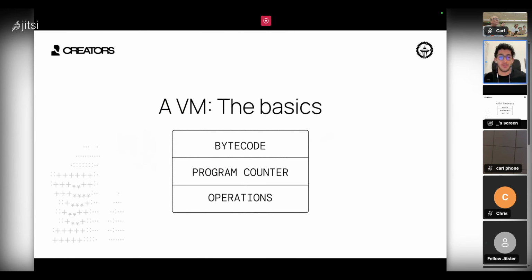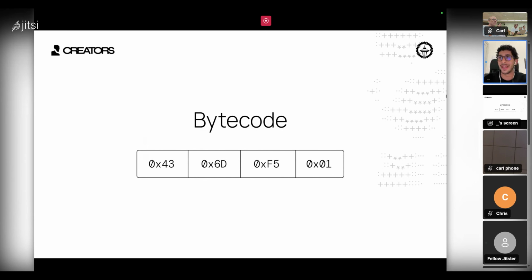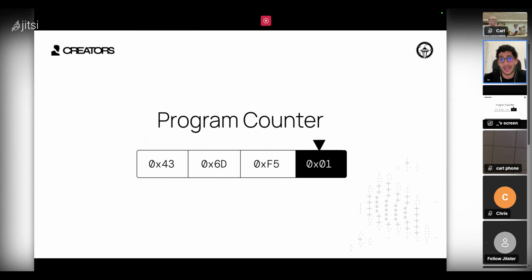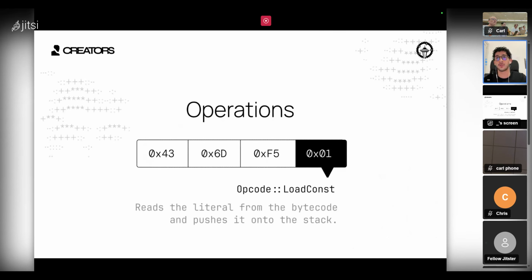Let's start with the basics: a virtual machine in Rust. A virtual machine has three main pieces: a bytecode, a program counter, and the operations themselves. The bytecode is basically a vector of bytes, and each byte has some kind of semantics that we are going to talk about right now. The program counter tells you where you are in the bytecode, so that way you can go through the bytecode, which will be the program. And then we have our operations, which are the semantics of each of the bytes.